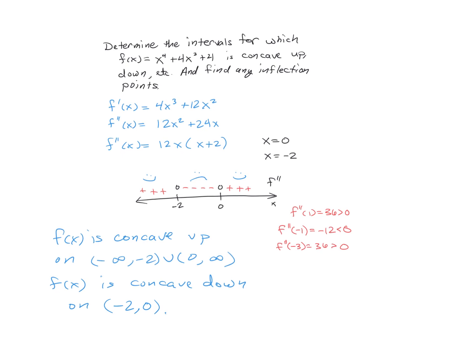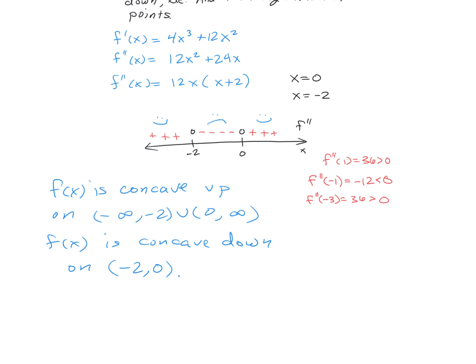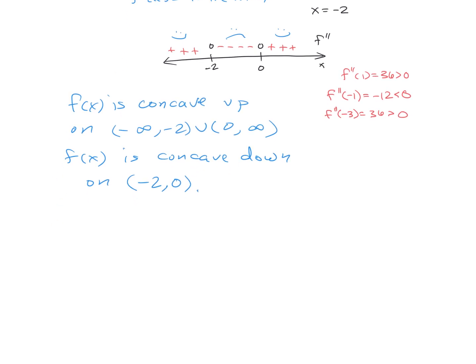And now we need to find inflection points. And to find those inflection points, we look at places where the concavity changes. And you'll notice at negative 2, we have concavity changing from concave up to concave down. So our inflection points are going to be those points or locations on the graph of the function where we have a change in concavity. So the first one is at negative 2.